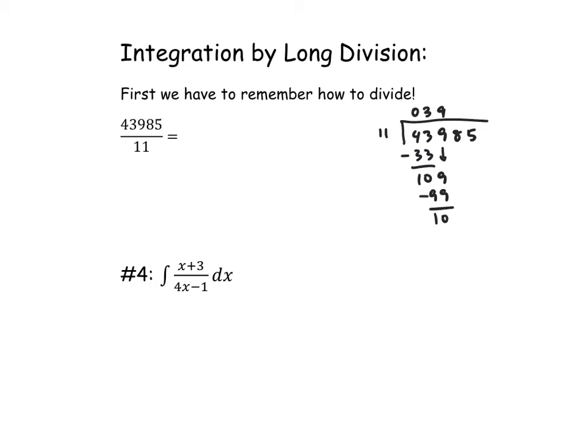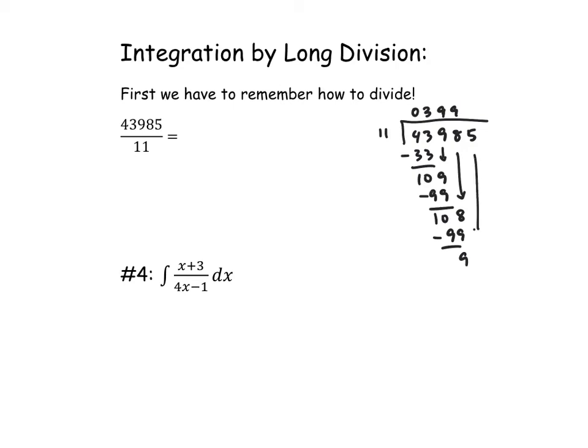I subtract. I get 10. I drop down my 8. I get 108. How many times does 11 go into 108? 9 times again. So 99. You start to see the pattern that we all learned in whatever grade that would have been. I don't even know. Okay, I subtract.